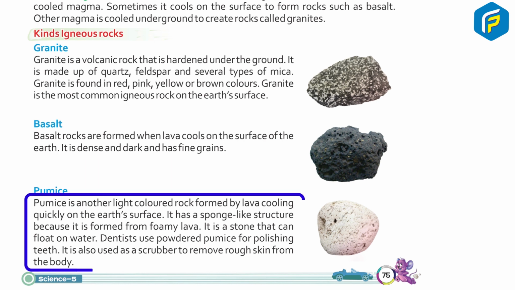Pumice. Pumice is another light-colored rock formed by lava cooling quickly on the Earth's surface. It has a sponge-like structure because it is formed from foamy lava. It is a stone that can float on water. Dentists use powdered pumice for polishing teeth. It is also used as a scrubber to remove rough skin from the body.